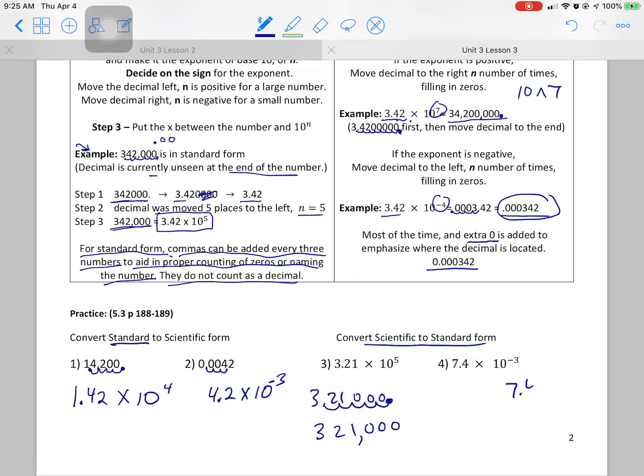Anyway, 7.4 to the negative third means we're going to make it a really small number. 1, 2, 3. We're going to hop 3 times, fill in the zeros, so 0.0074. Yeah, that's a little tiny number. It was here. 1, 2, 3. Yep. Okay.